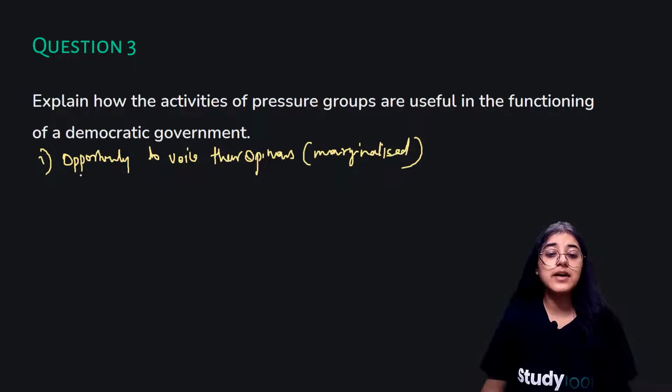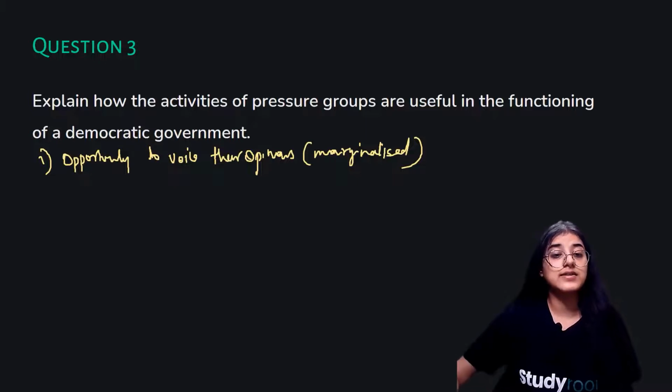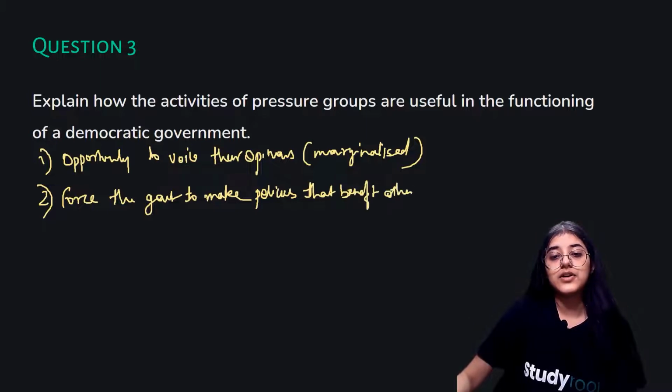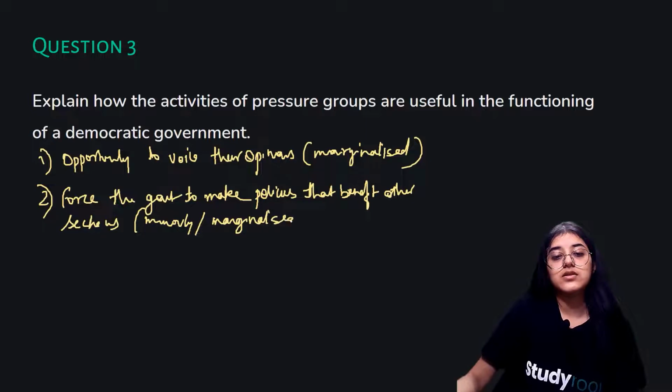Number two, in some cases the government's opinions might be biased towards some group, the rich or the popular people. It is here that the pressure groups step in and force the government to make policies which benefit other sections of the society as well: minorities, marginalized ones, the disadvantaged ones.